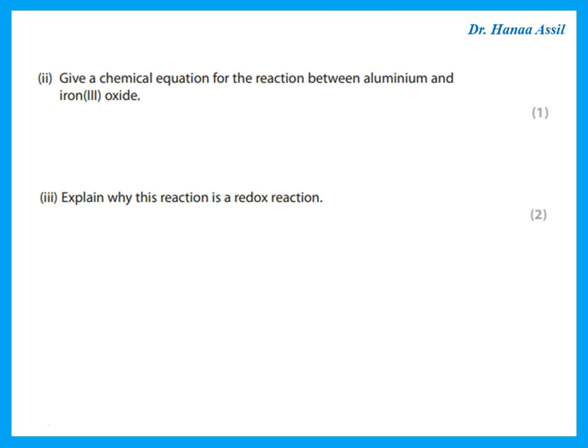Give a chemical equation for the reaction between aluminium and iron 3 oxide. Again, chemical equation means symbols and balance. Aluminium plus iron 3 oxide. How do we write iron 3 oxide? Iron 3 means the valency of iron is 3, and that we put under the oxygen.